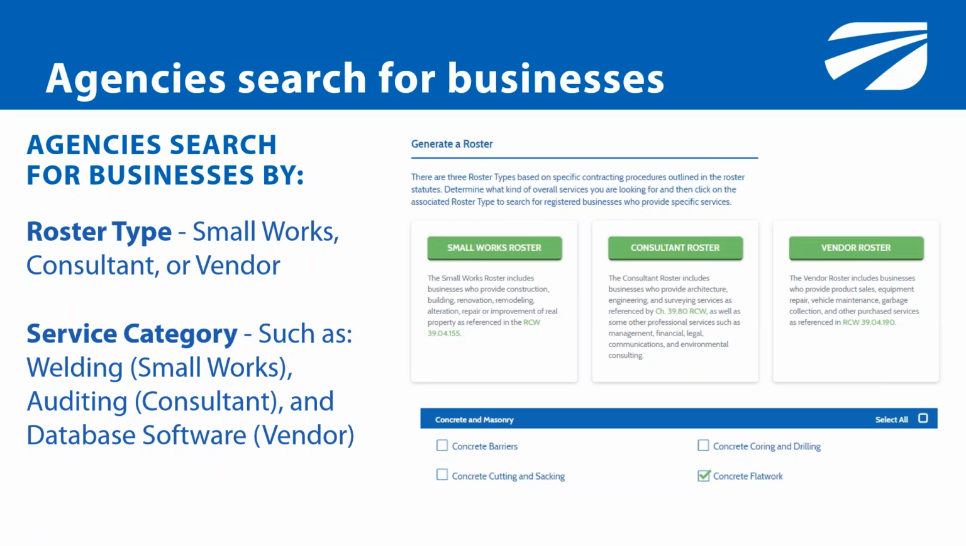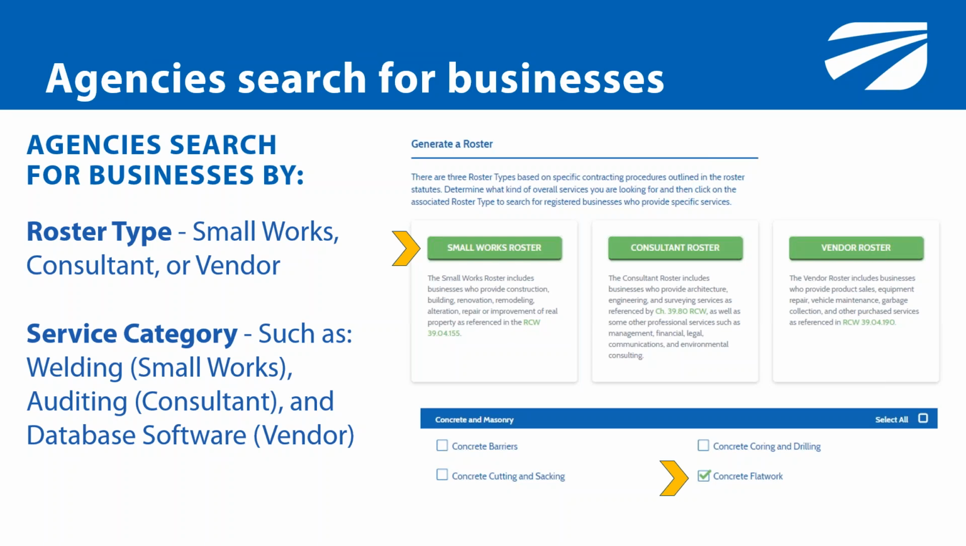So you don't visit our website and look for opportunities. We don't post that stuff. How it works is agencies search for businesses when they have a need or a project coming up, and they'll access their account and search by roster type, which we talked about earlier. There's the small works, consultant, and vendor. And then they filter for businesses by service category. Again, these are the same categories that you all get to select from. So like I said, it's really important that you choose accurately because this is really how they're targeting their list.